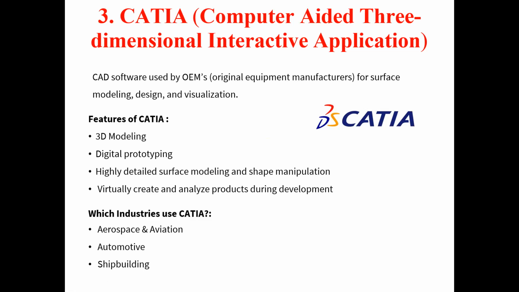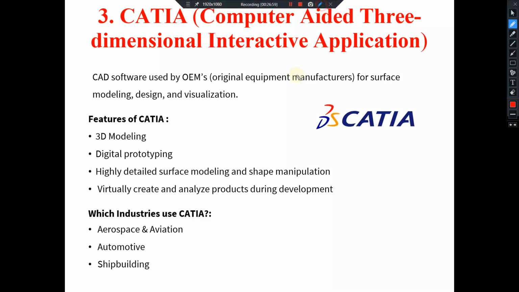Then another popularly used type of modeling software is CATIA, that is, Computer Aided Three-dimensional Interactive Application. Again, CATIA was developed by Dassault Systemes. This is the logo of Dassault Systemes, DS. And CATIA is mostly used for surface modeling. You can create 3D models also, but CATIA prioritizes surface modeling.